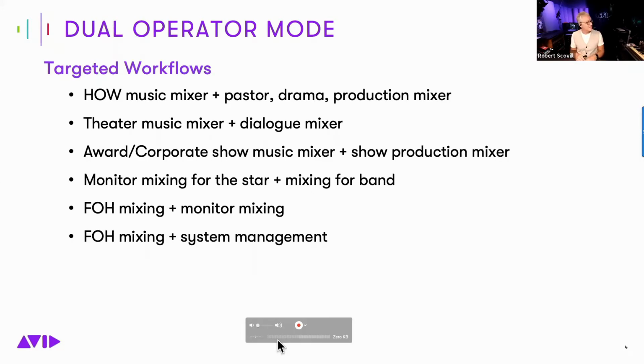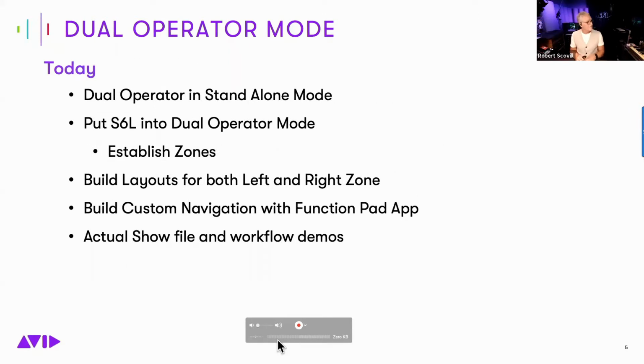All right, let's take a look at what we're going to do today. So I'm going to launch you off here with how to set up dual operator mode in standalone software. That's the first place we're going to stop, and you can designate dual operator as standalone, and actually do the programming on it and get it ready for standalone as it comes in on the console. Then I'm going to take an actual console, or show you how to take an actual console and put it into dual operator and establish the right and left zones. We're going to build some layouts for both the left and the right zone. We'll talk about some strategies for how to do that, kind of best practices for doing that.